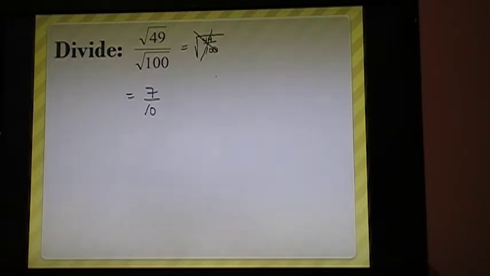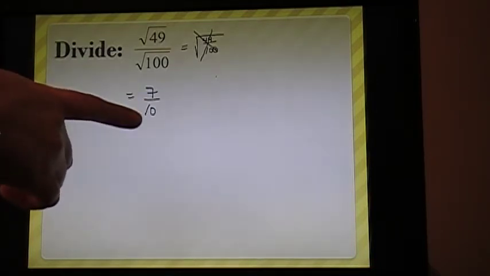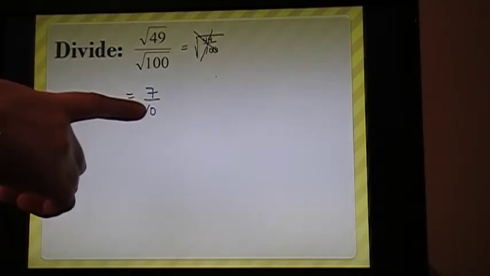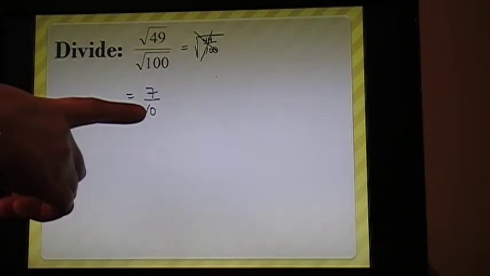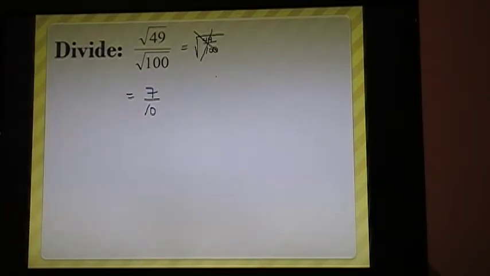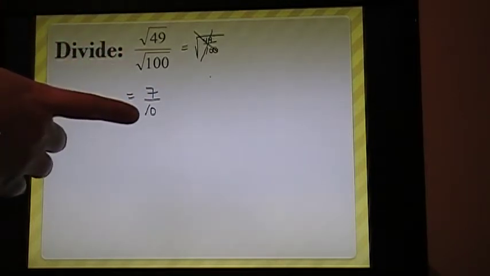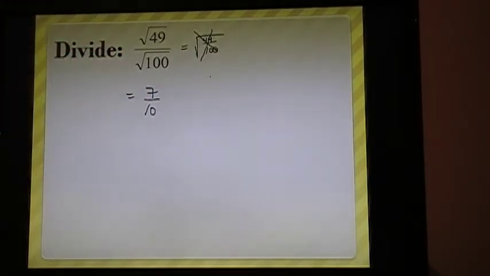Okay, so I've done something. Let's see if my conditions are met. I've simplified my radicals. Looking at the fraction 7/10, 7 and 10 do not have a common factor, so 7/10 does not reduce. And the final condition is that there's no root in the bottom, and that is the case. They do not have a root in the bottom. So this is the simplification of the square root of 49 over the square root of 100.